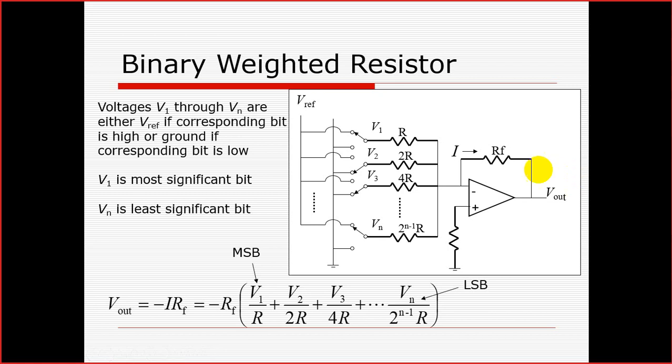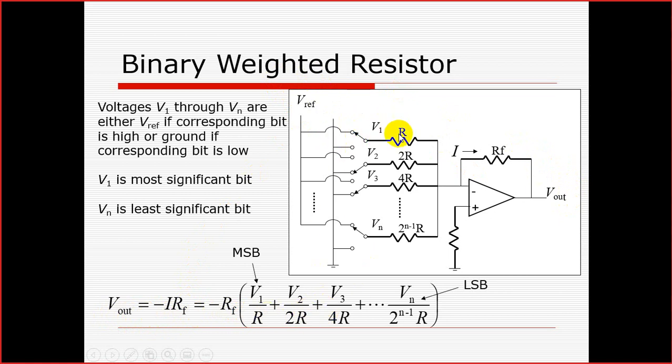So this V reference is very important. The output that you get is in terms of V reference. This is the equation for it: V out equals minus I RF, or minus RF times the summation of currents.